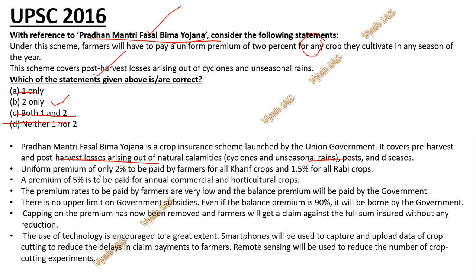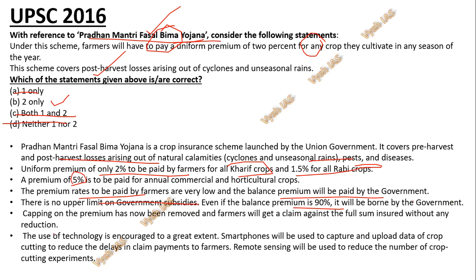Okay, so a uniform premium of 2% is to be paid for kharif crops alone, and 1.5% is for rabi crops. Okay, and if it's a horticultural kind of crop, it's 5%. This is the premium. Okay, because Fasal Bima means it's an insurance kind of thing. So you have to pay a premium, and then later if something happens, if loss happens, they will give you back the compensation. Okay, so the premium rates to be paid by the farmers are very low, and the balance premium will be paid by the government. There is no upper limit on government subsidies. Even if the balance premium is 90%, it will be borne by the government. Okay, so it's a very small premium they have to pay, and they get the full compensation later.